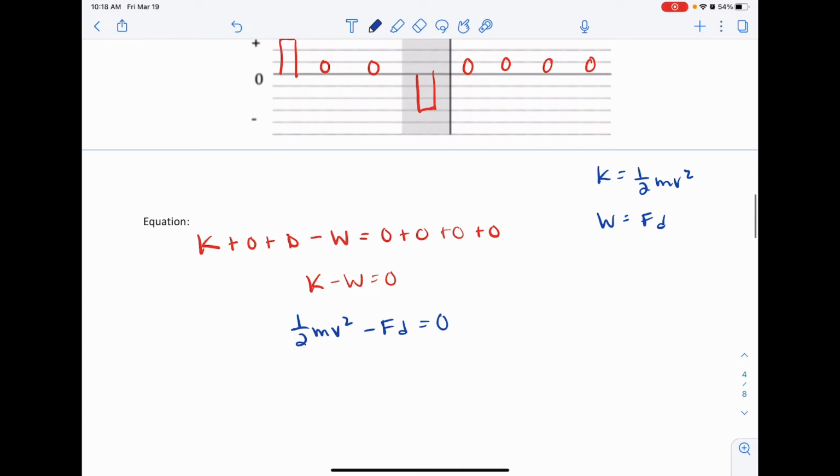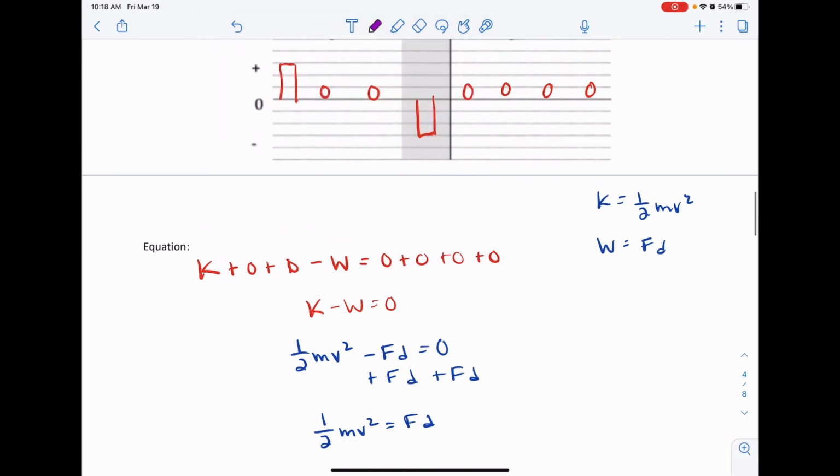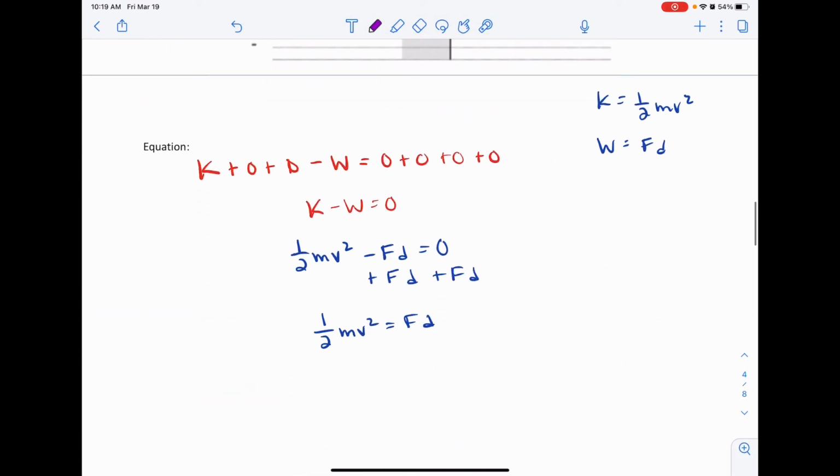Now, I know from my algebra that it's going to be easier to just move over that force times displacement. So I'll have 1/2 mass times velocity squared equals force times displacement. That makes it positive. And now I can start plugging in my numbers. So I know my mass is 2,000 kilograms. So 1/2 times 2,000.